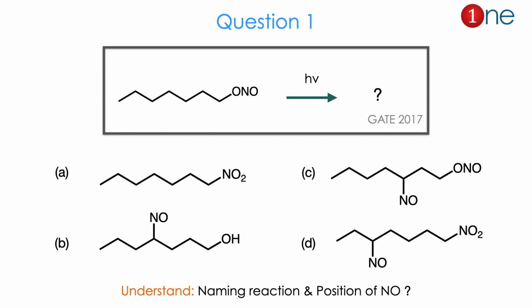From the reactant ONO and the light, you might guess it's a named reaction. The question is really about the position of NO. The answer is B. Let us see how.